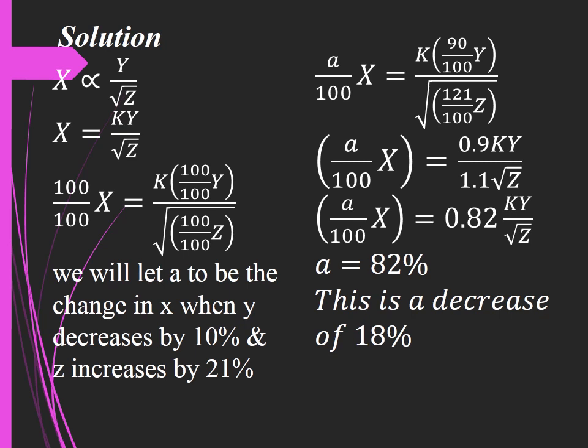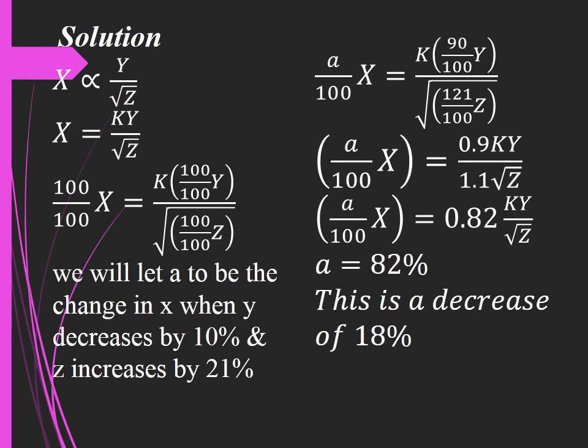This gives us the equation a over 100 x is equivalent to k into bracket 90 over 100 y all over the square root of 121 over 100 z. And then we get a over 100 x is equivalent to, when we divide 90 over 100, we get 0.9, and then ky all over, we can get the square root of 121 and the square root of 100, and that will give us 1.1, and then the square root of z.